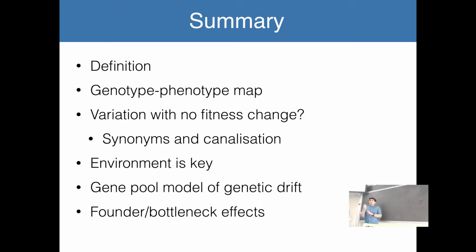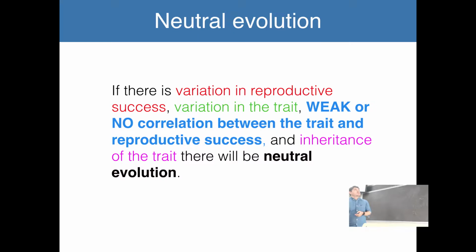And then I'm going to focus a little bit on this model of genetic drift called the gene pool model, and talk about founder and bottleneck effects, which are important genetic effects related to neutral evolution. So this is related to one of the variants of this most important sentence that we keep seeing.